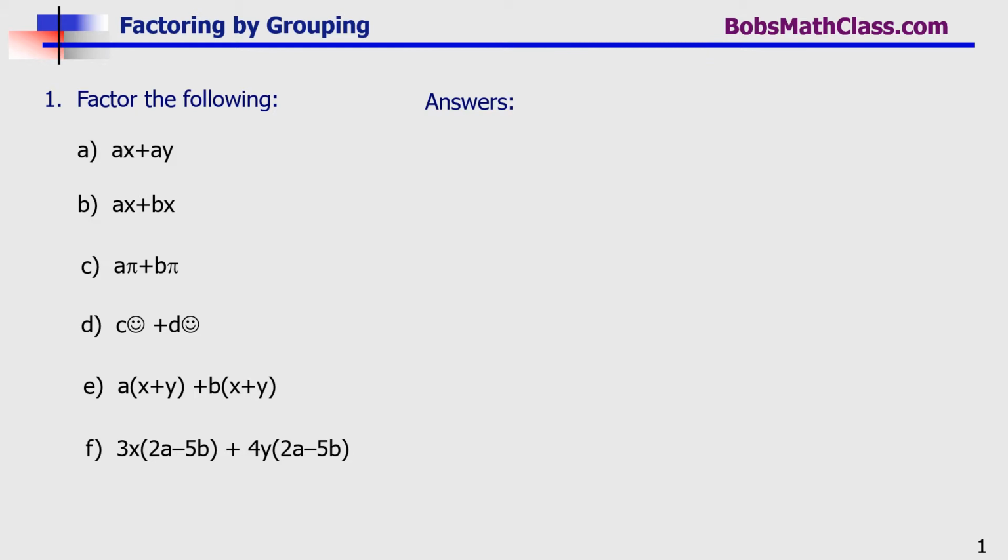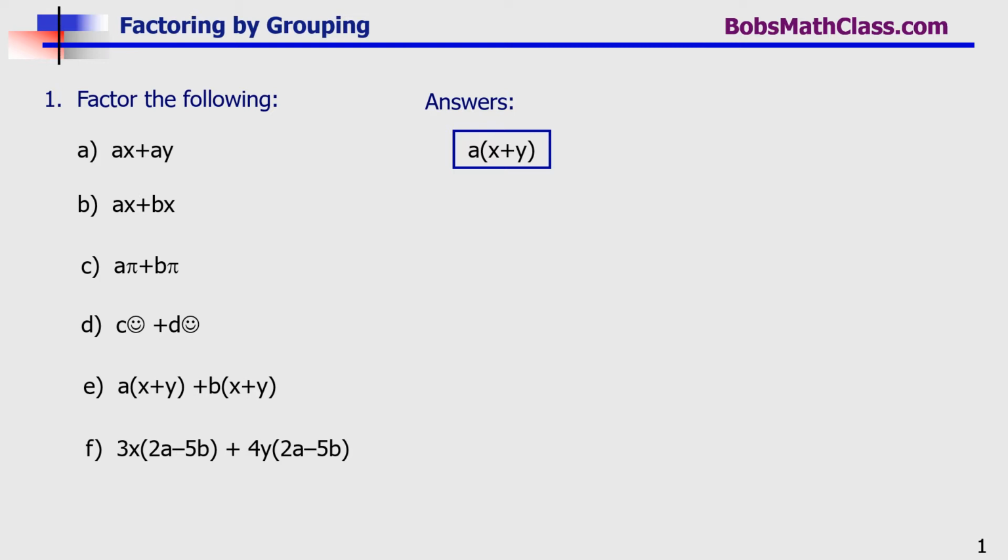What is the GCF for both terms? The GCF is a, right? So we factor out an a, divide both of them by a, and then whatever's left is written inside the parentheses. So that would be a, and then in parentheses, x plus y. I know it's a little easy, but it's okay.